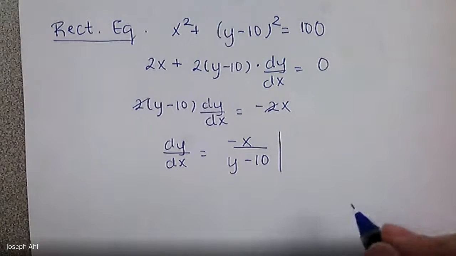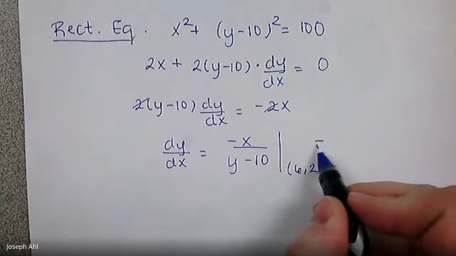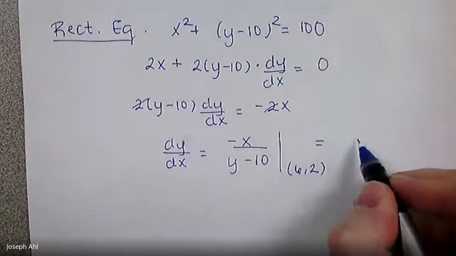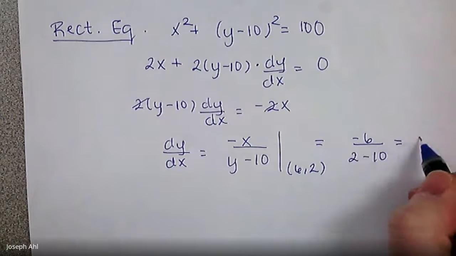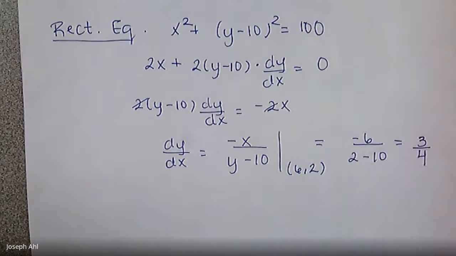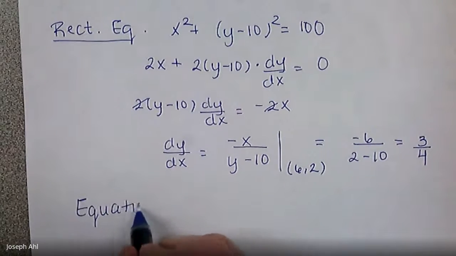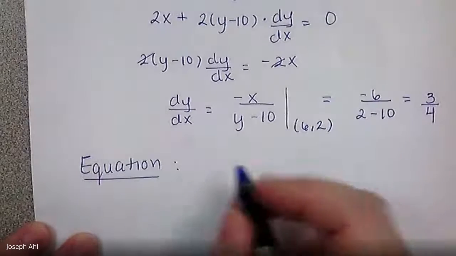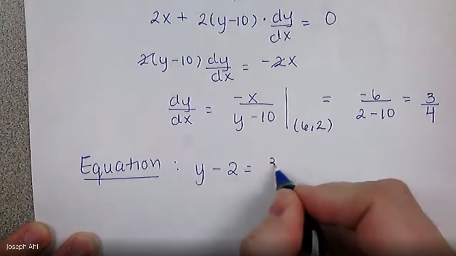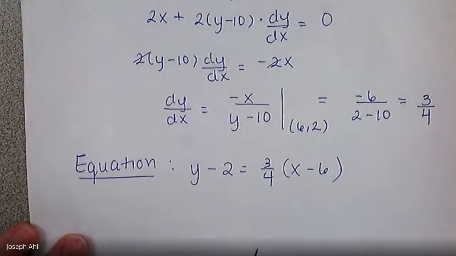So therefore, if we want the slope at (6, 2), we can easily sub in at this point and say, okay, well, the x value is negative 6. If y is 2, we get 2 minus 10 is negative 8, for a final slope of negative 6 over negative 8, which is 3/4. So we are ready to write the equation of that red tangent line I drew at the top. The equation based on this point and this slope would be y minus 2 equals 3/4 times (x minus 6).